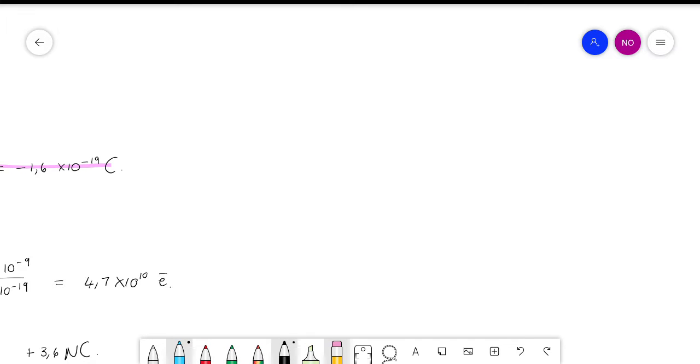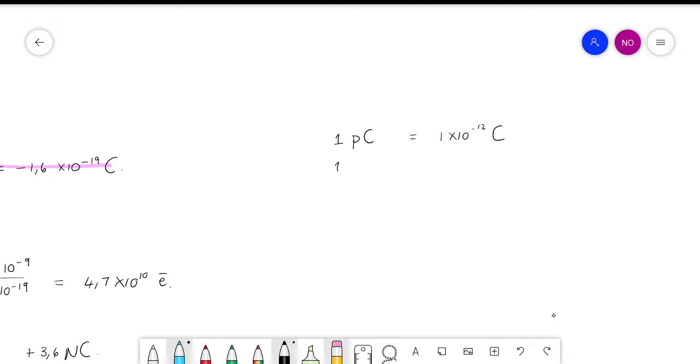Ek lees net wat ek sien. Okay, and there they have a little table where they say 1 picocoulomb is equal to 1 times 10 to the power of negative 12 coulomb. En dan het hulle hom vir jou uitgeskryf ook. Ek gaan nie nou dit doen nie.